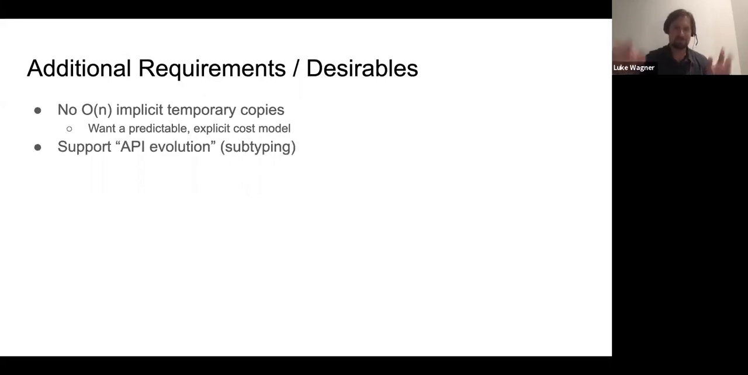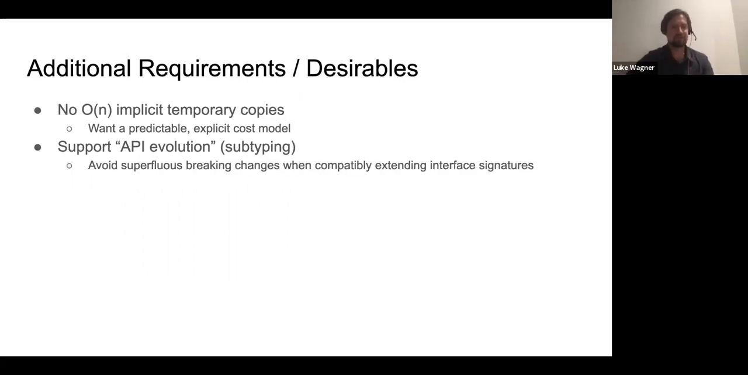We want to be able to support what's called API evolution, which you could also think of as subtyping, where you don't want superfluous breaking, major semver changes just because you compatibly extended a signature, like you added an optional field to a record, for example, or an optional parameter. And a lot of existing interprocess protocols do support this. So this would be just achieving parity in that respect.